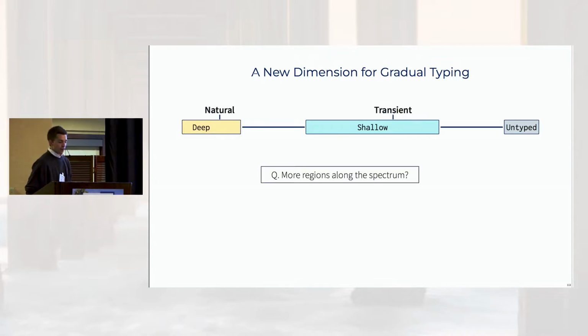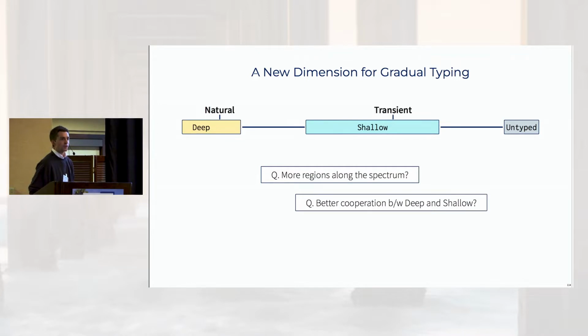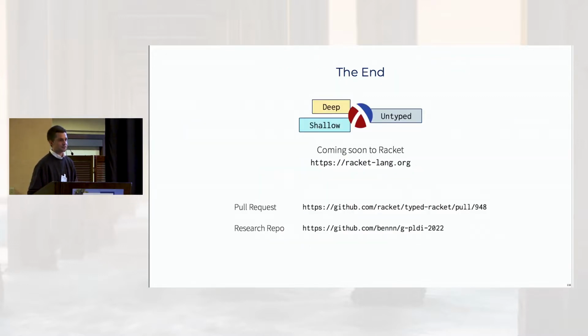For one, are there other regions along here that we haven't investigated besides the deep guarantees and the shallow guarantees? Are there other points that can interoperate, and perhaps that can do so without these wrappers sitting between them? And then a third issue is we currently have an n-squared interoperability problem. There's 3 languages, and they all need to know about one another to some extent. Can we solve that in the future? So lots to explore. It's a whole new space in gradual languages, and I thank you for your attention.